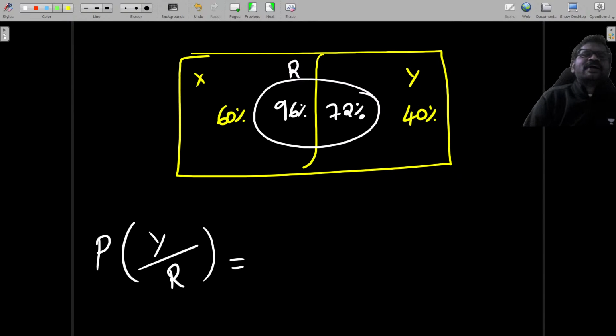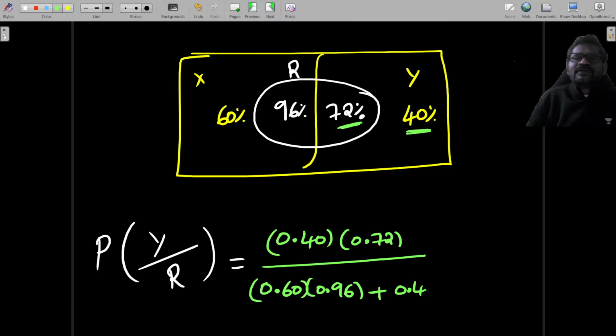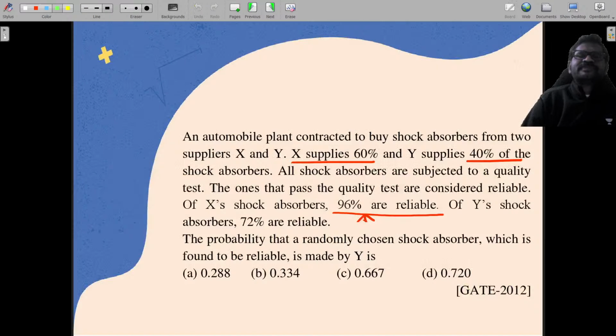So Y: outer value 40%, inner value 72%. 40% multiplied with 72% by 60% into 96% plus 40% into 72%. By simplifying this, we'll get 0.334. The correct answer is 0.334.